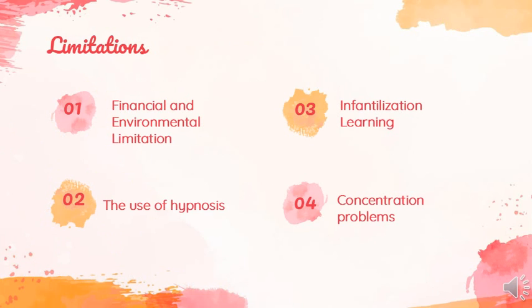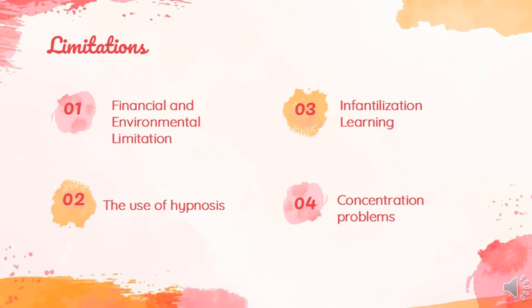Limitations. Number 1. Financial and environmental limitation. Most schools in developing countries have large classes. Each class consists of 30 to 40 students. The teacher will find it difficult to control them one by one. Besides that, schools will need much money because they need to decrease the number of students in the classroom and they need to build new classrooms. For this method, there should be 12 students in the class.